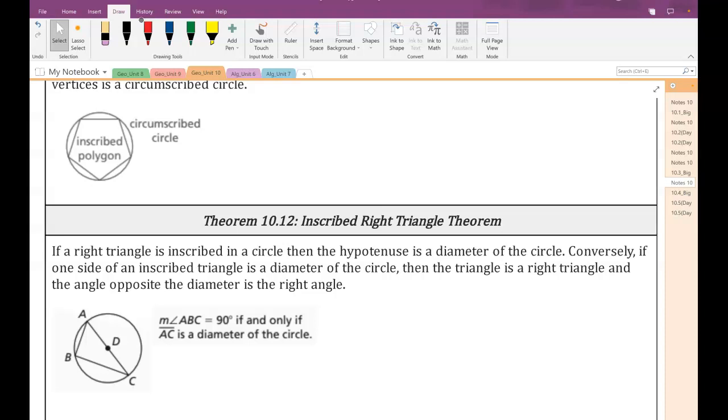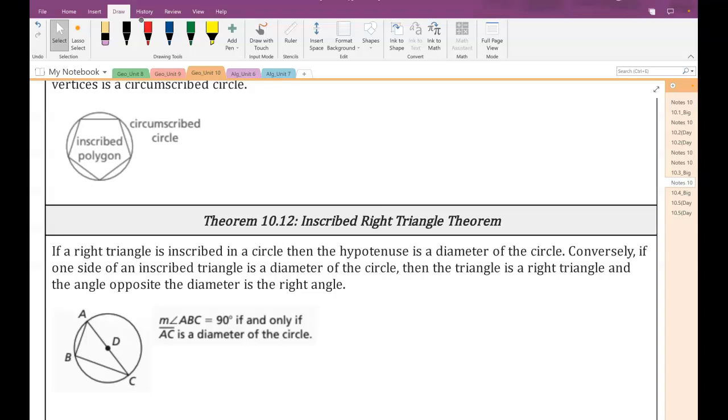So, inscribed right triangle theorem. If a right triangle is inscribed in a circle, then the hypotenuse is the diameter of the circle. So we have a right triangle inside here, and we see A to C is our diameter, because your diameter has to go through the center of your circle. Notice a triangle has 3 sides. So it goes through our diameter. We can say, well, it's a right triangle.